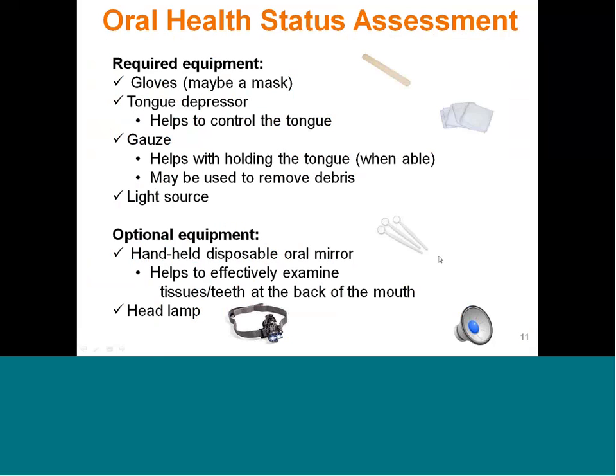When doing the oral health assessment, the required equipment that you will need are gloves and a mask, a tongue depressor to help control the tongue, gauze, which will also help hold the tongue and may be used to remove debris as well, and a light source. Optional equipment that you can use are a handheld disposable oral mirror, which helps effectively examine tissues and teeth at the back of the mouth, and also a headlamp would be useful.